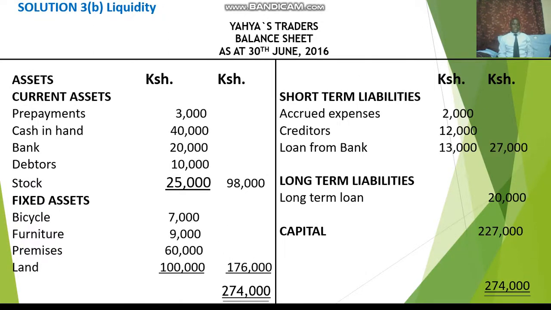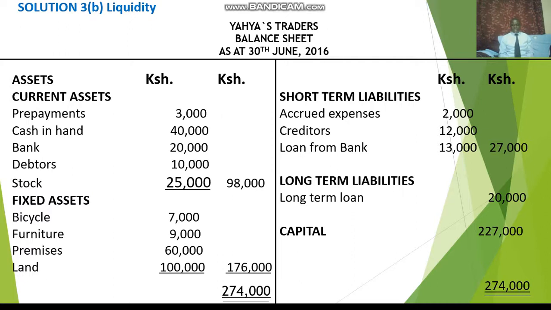When you come to order of liquidity, that is items arranged in the balance sheet according to how fast or how easily they can be converted into cash. Prepayments has already been made, so it has already been converted into cash, followed by cash in hand. It's already cash. Then followed by cash at bank, followed by debtors, and finally stock that's yet to be sold so that it's converted into cash. Total current assets 98,000.